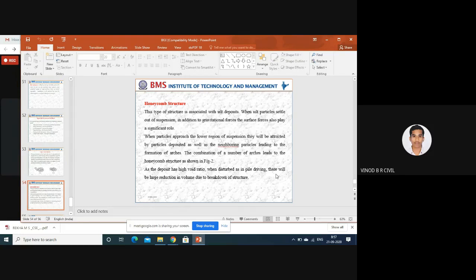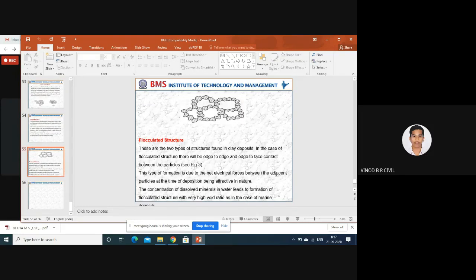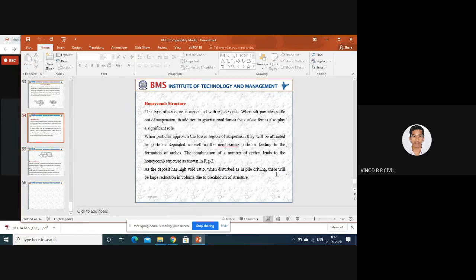Next one is honeycomb structures. You can see the diagram first. This is the figure of a honeycomb structure. This type of structure is associated with silt deposits, where I gave the example of the Magadira movie, that is the soil, and that is a good example of honeycomb structures.